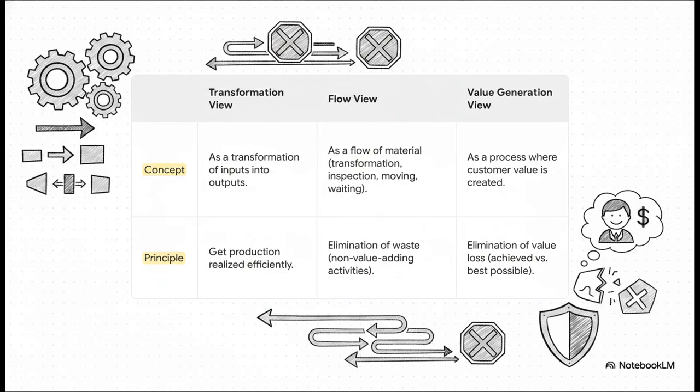This table illustrates it brilliantly. T, F, and V are simultaneous, complementary phenomena. They're all happening at once in any production system. To be successful, you have to manage them all, together. You have to be efficient in your transformations, you have to eliminate waste to improve flow, and you have to do all of that in service of creating the best possible value for your customer.